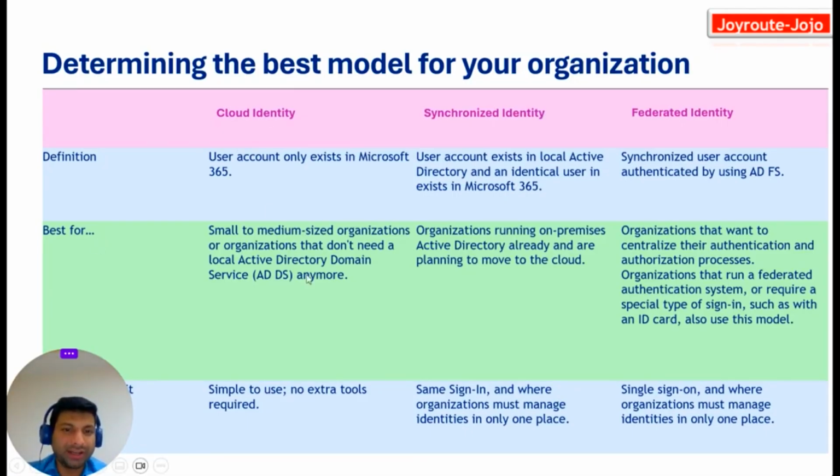Best for cloud identity: it is best for small to medium-sized organizations or organizations that do not need local Active Directory Domain Services anymore. In such environments, if it is a very small organization and it doesn't require local Active Directory, then you can choose cloud identity. If your organization is already running an on-premise local directory and is planning to move to the cloud, then you can use synchronized identity. And if your organization is too big and you have a lot of authentication mechanisms on-premise, then in such a scenario you can use federated identity. Organizations that want to centralize their authentication and authorization processes, and organizations that run federated authentication systems and require special types of signing such as an ID card, also use this model.